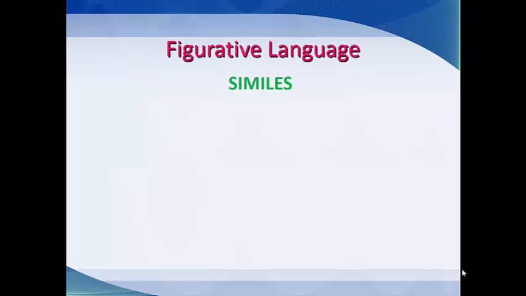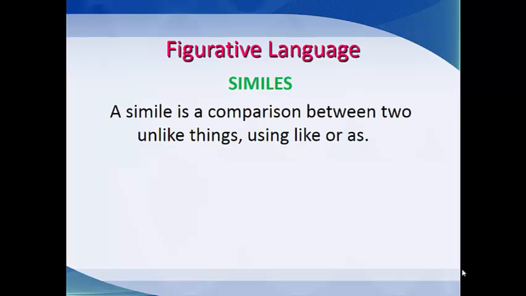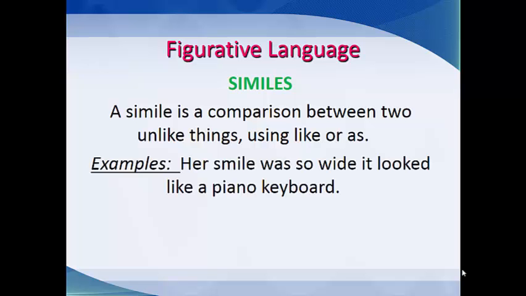For example, simile. A simile is a comparison between two unlike things using like or as. For example, her smile was so wide it looked like a piano keyboard. He was as sick as a dog.